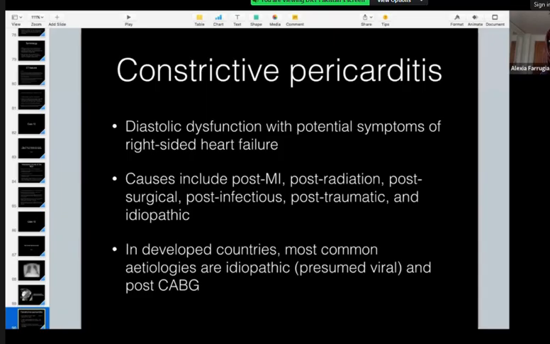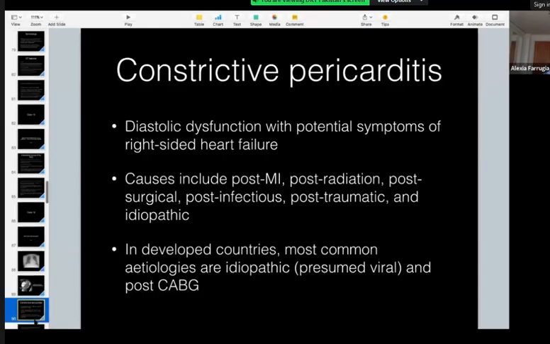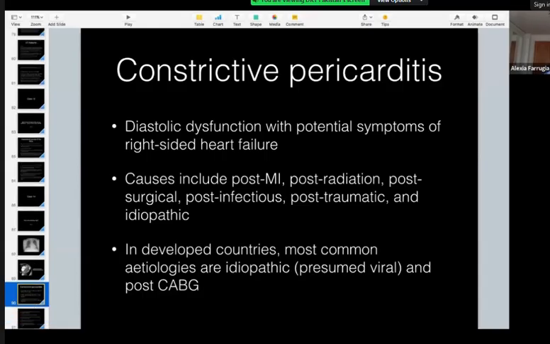This was constrictive pericarditis. This patient had right-sided heart failure, presented with shortness of breath, and he had diastolic dysfunction on echo. So one of the causes of constrictive pericarditis is post-myocardial infarction. Could also be post-radiation, post-surgical, post-infectious, post-traumatic, could be idiopathic as well. Most of them are actually idiopathic. They're presumed to be viral. And this coronary artery bypass grafting as well.